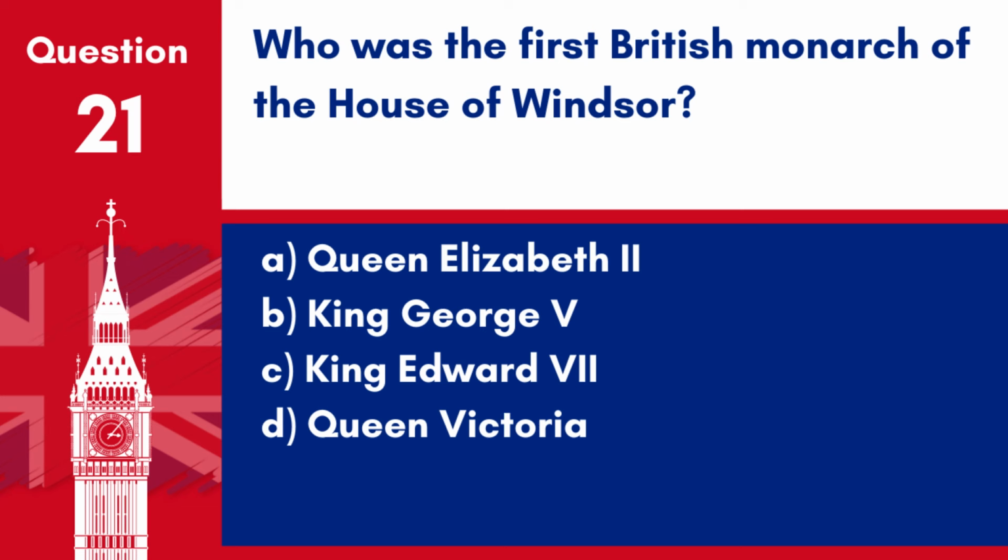Answer: B. King George V. King George V was the first British monarch of the House of Windsor, having renamed the royal house from the House of Saxe-Coburg and Gotha in 1917 due to anti-German sentiment during World War I.